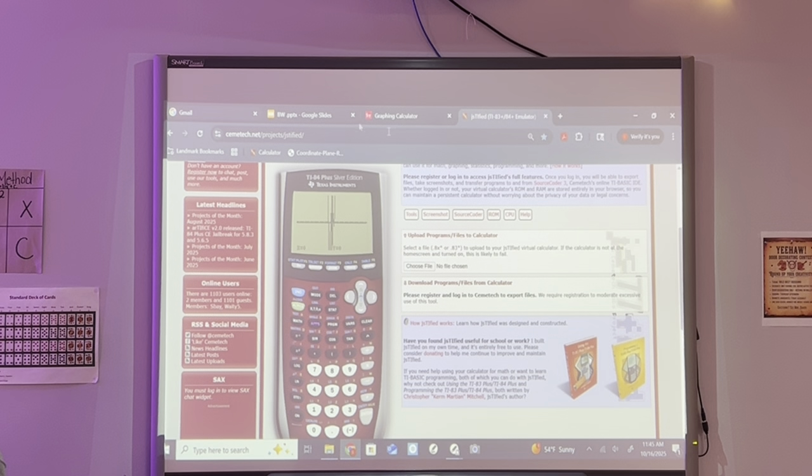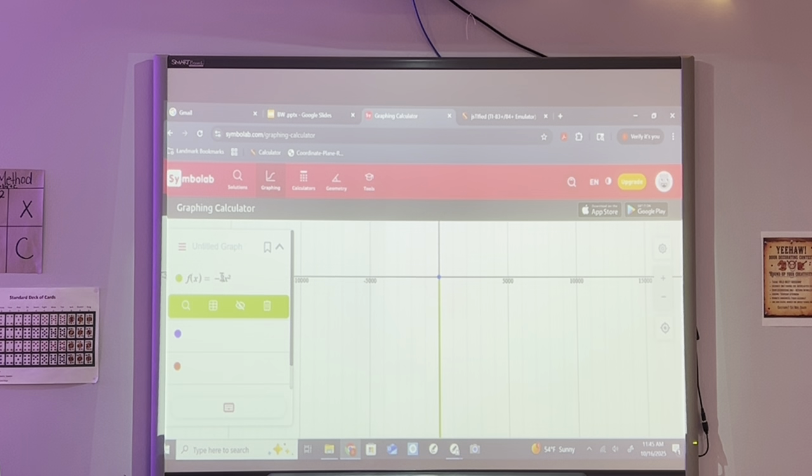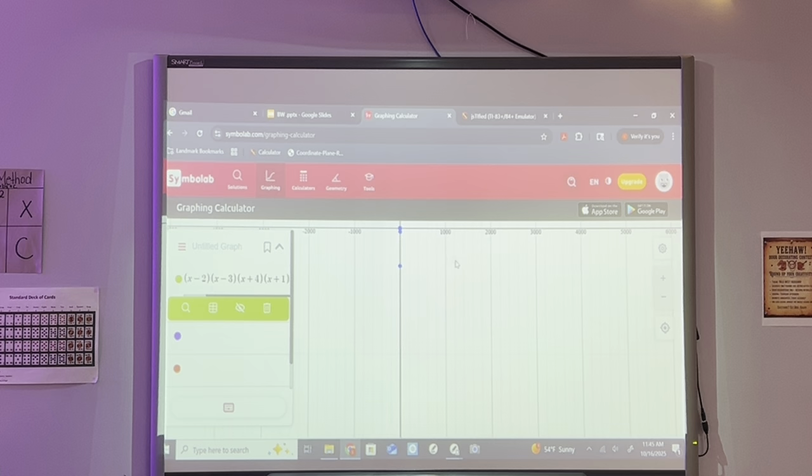If I go to this Symbolab website, fantastic website by the way, and I type x plus 2, or is it minus 2, x minus 3, now this is going to graph it.